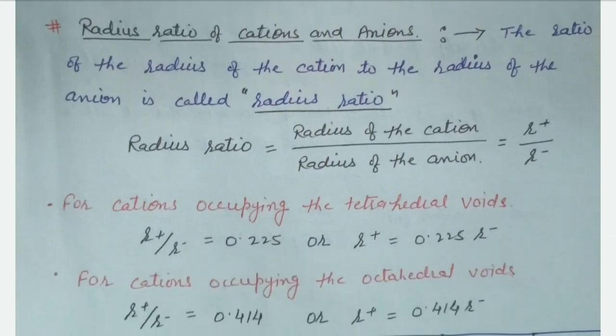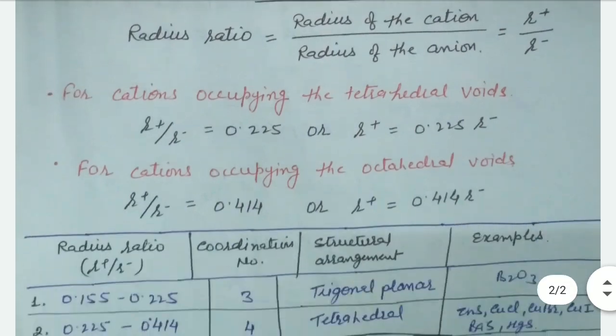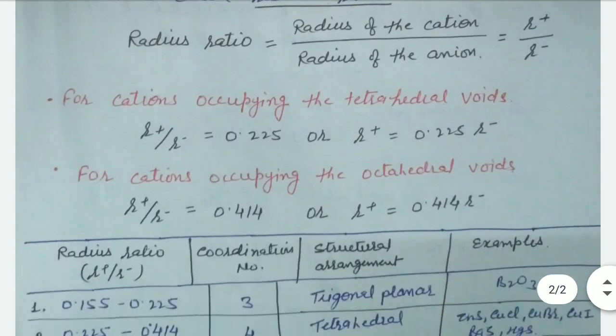For a cation occupying tetrahedral voids, r positive upon r negative equals 0.225. It means the radius of the cation equals 0.225 times the radius of the anion. And in octahedral voids, r positive upon r negative equals 0.414. It means the radius of the cation equals 0.414 times the radius of the anion. This is clear?